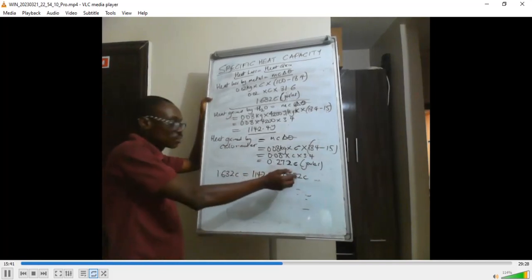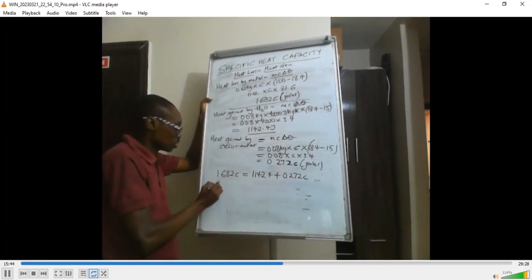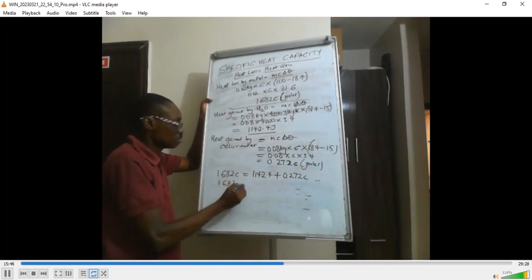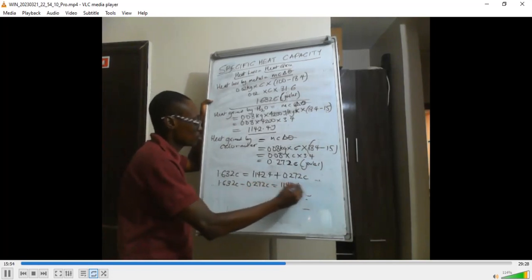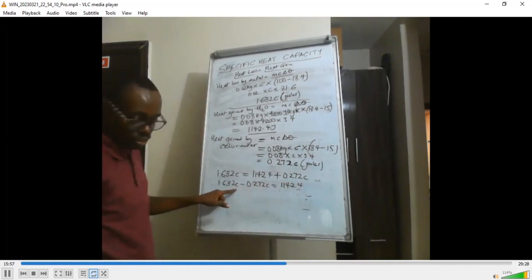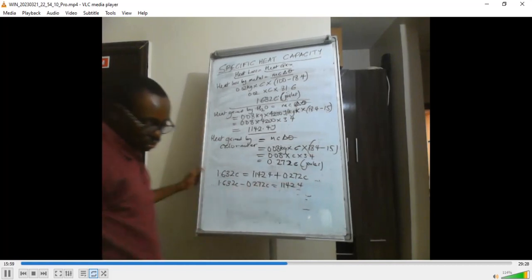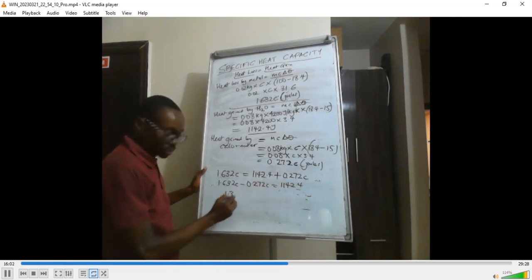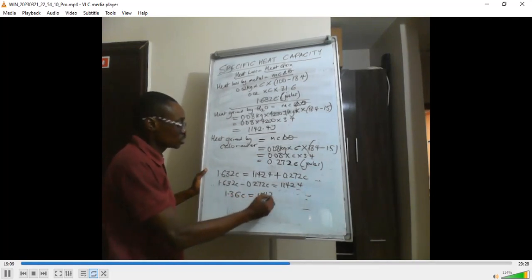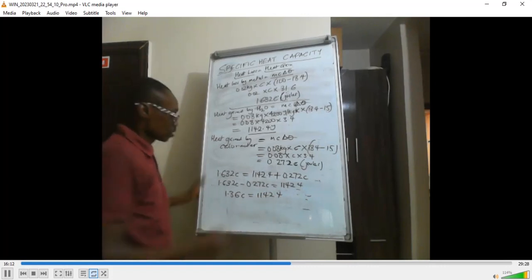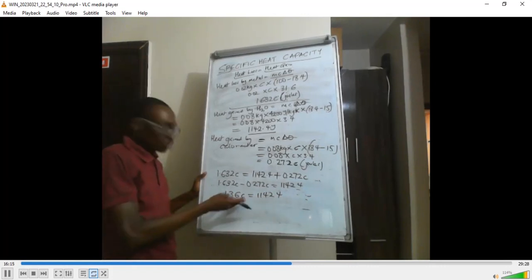So we collect like terms, we move this to the side, it becomes 1.632 C minus 0.272 C equals 1142.4. When you subtract this, what do you have? This gives you 1.36 C equals 1142.4. So now we are going to solve for C.